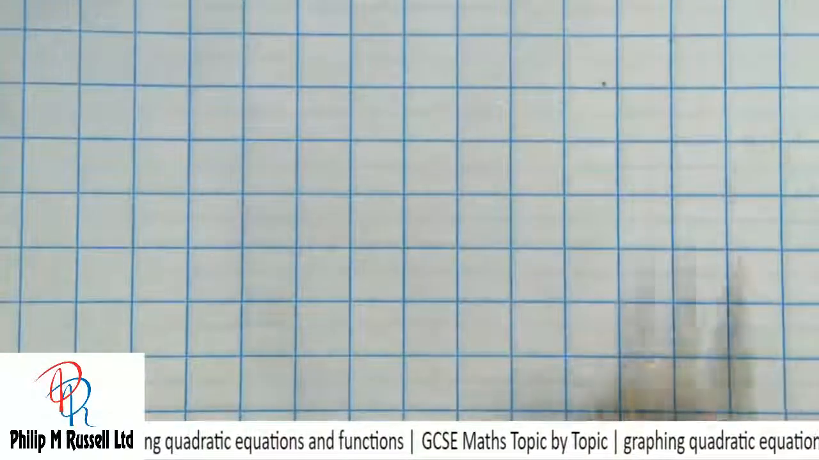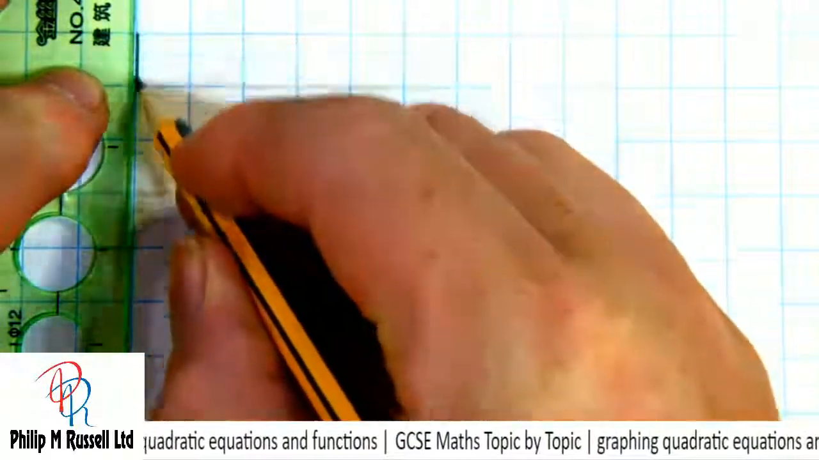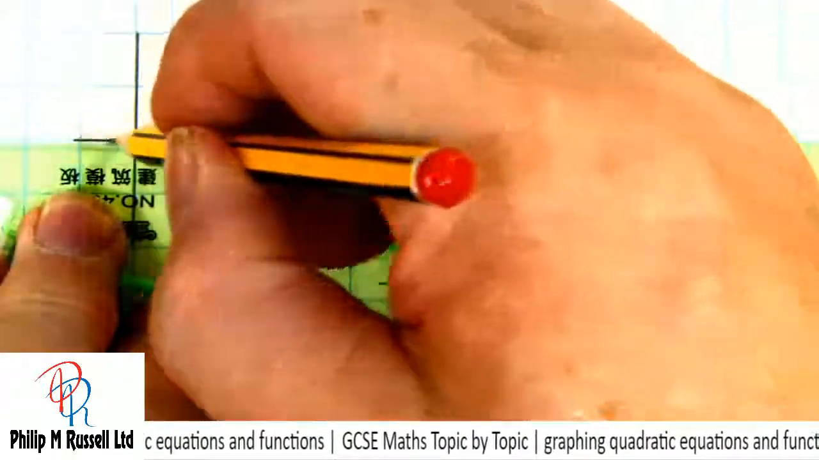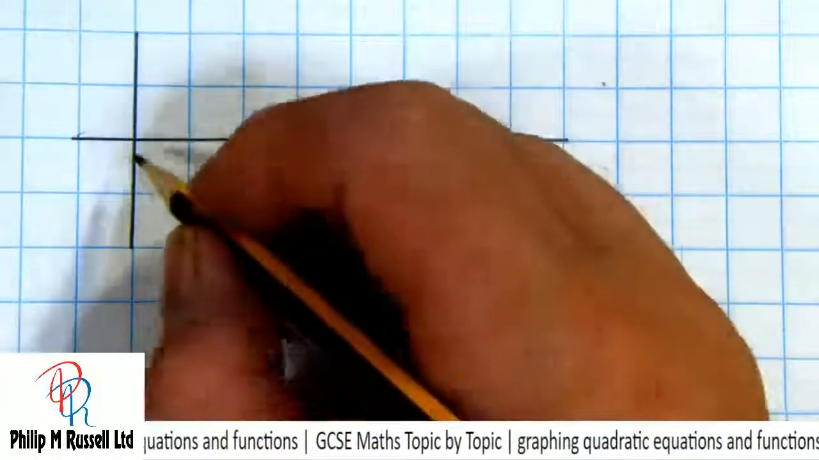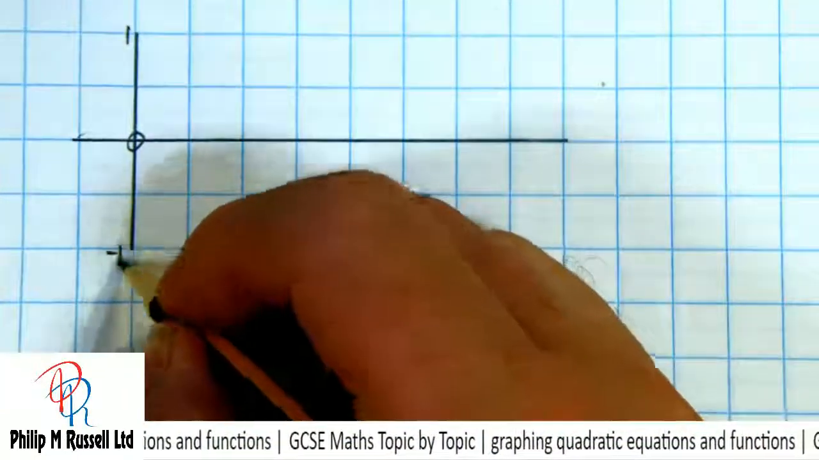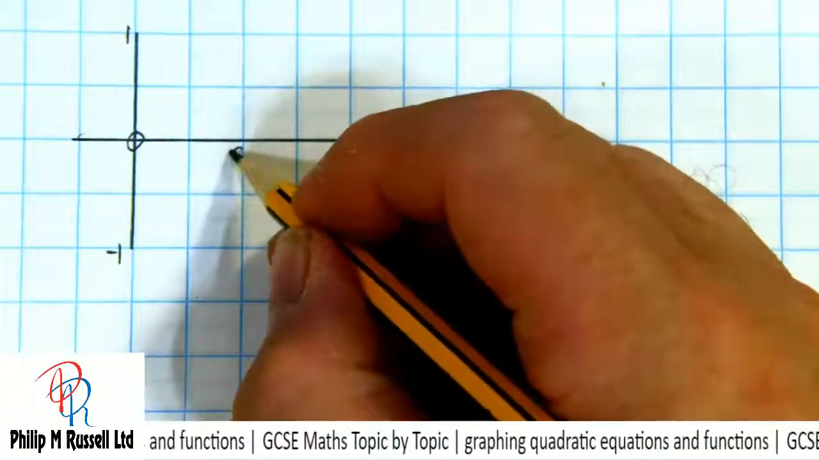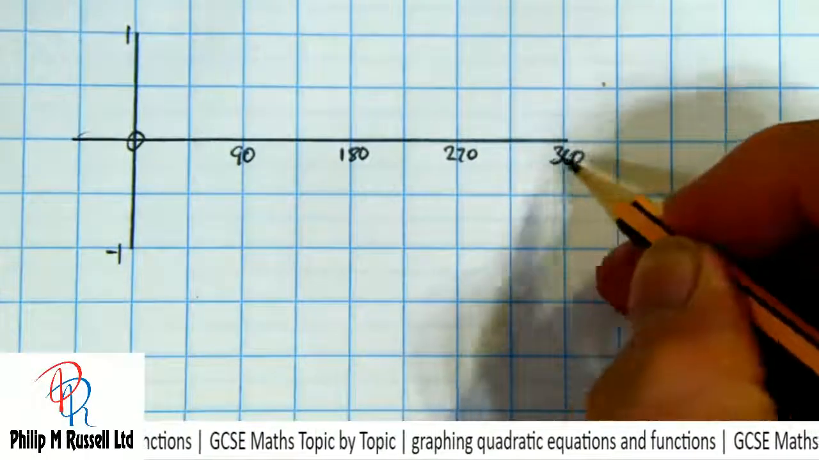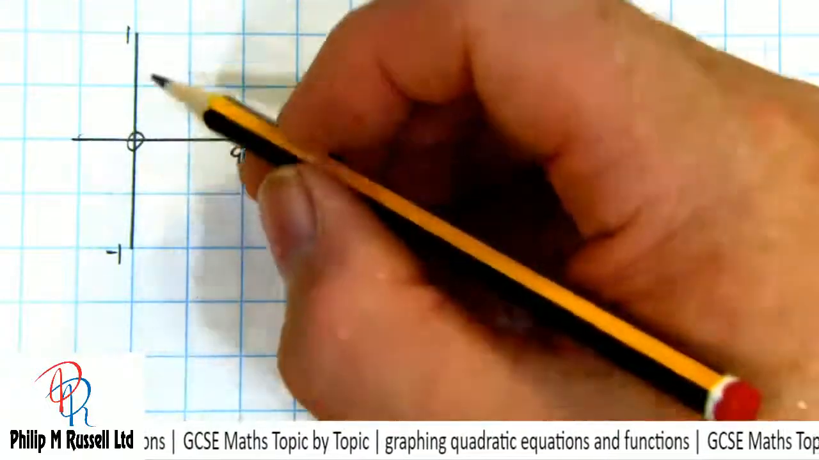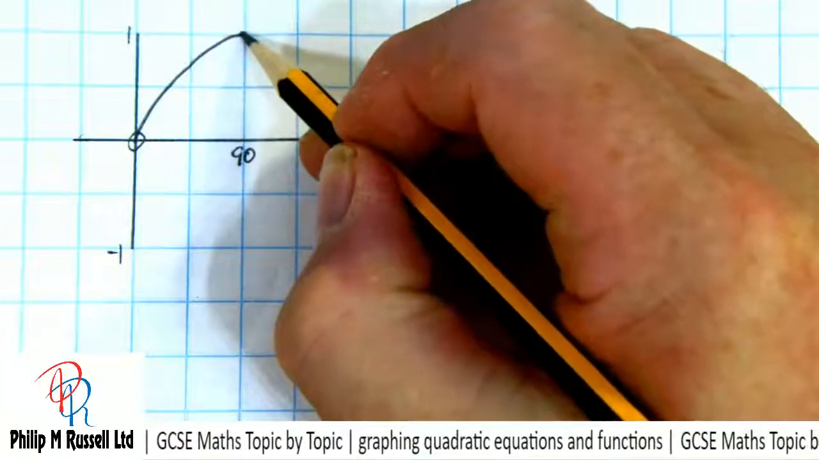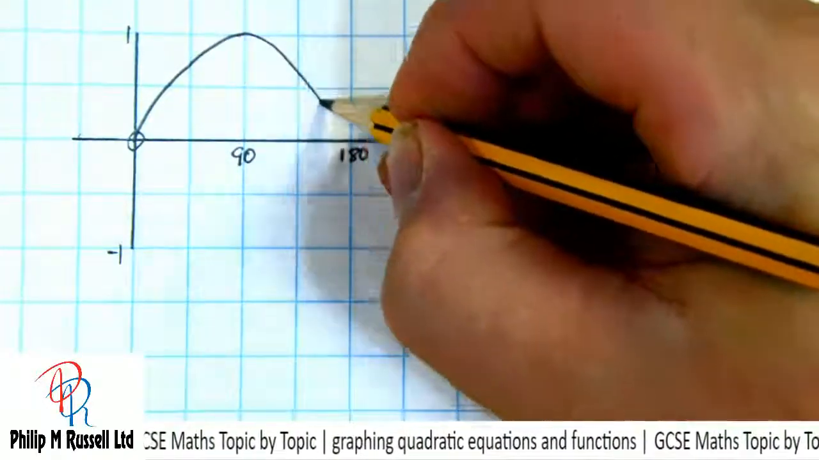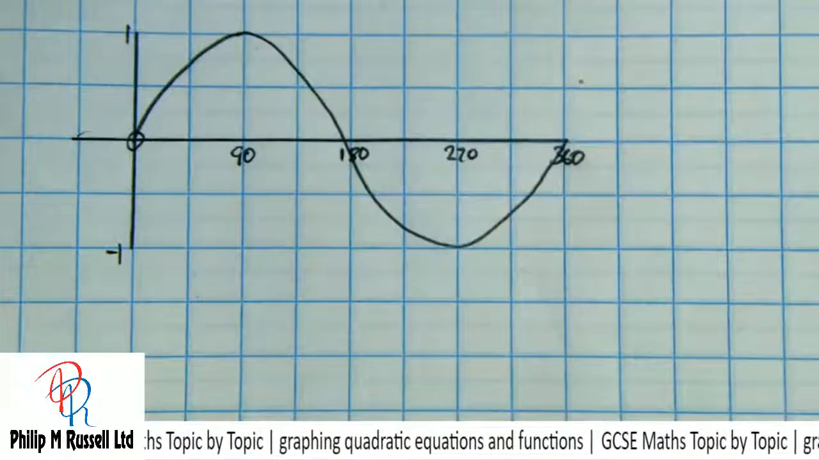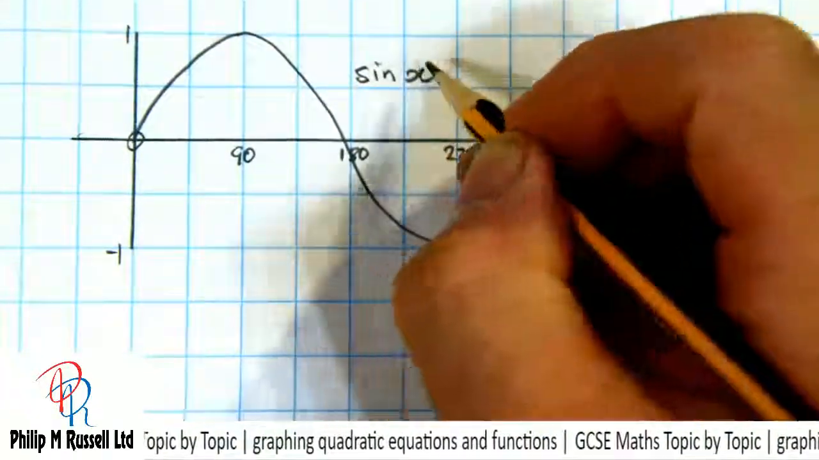So for my sins, I'm going to try and draw this one for you. And bear in mind that I'm not very good at trying to draw these graphs. I'm going to have 0, this is going to be 1, that's going to be -1, because that's where it's going to go. Here is going to be 90 degrees, 180 degrees, 270 degrees, and 360 degrees. The graph starts at 0, rises up to 90, comes down to 180, back through 270, and up to 360 again. And that is the graph of sine x.